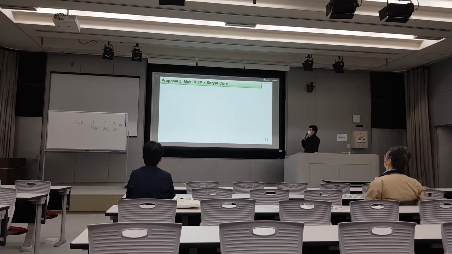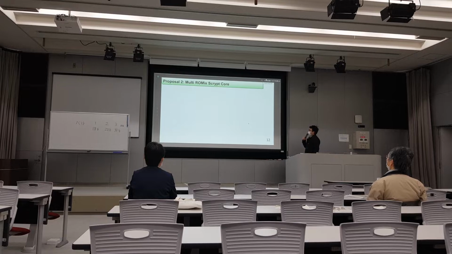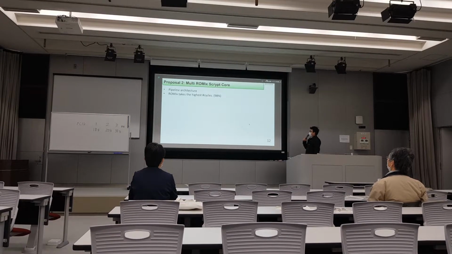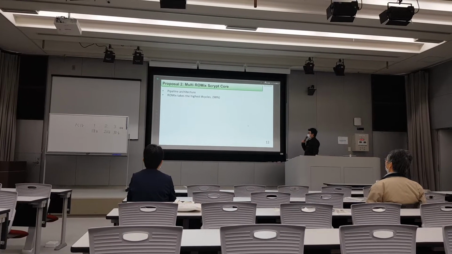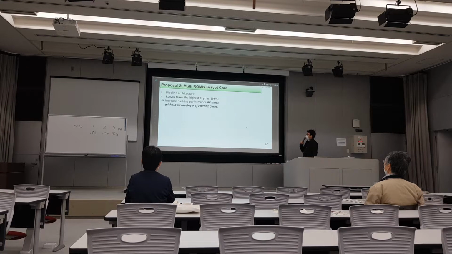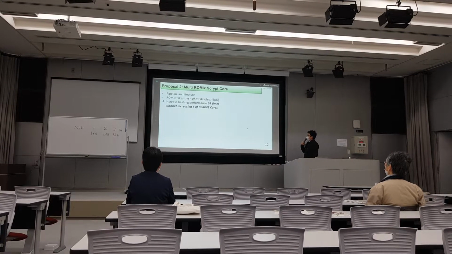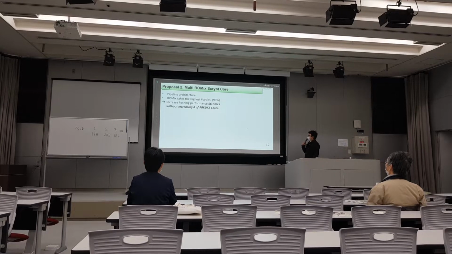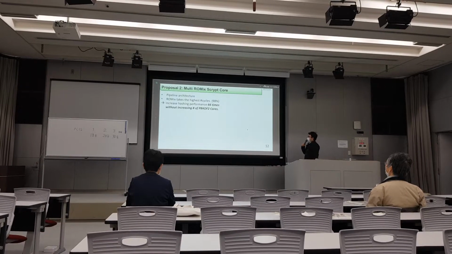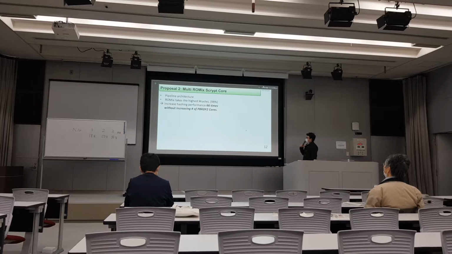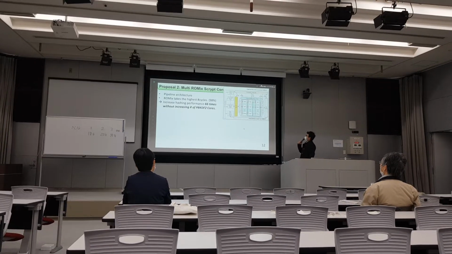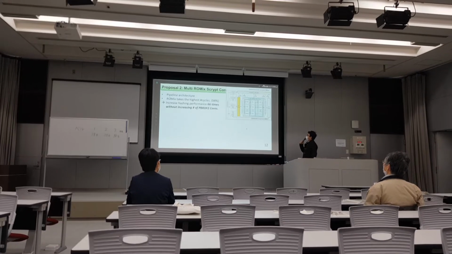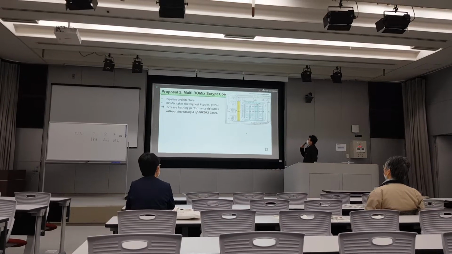The second proposal is the multi-ROMix Scrypt core. In this proposal, we use a pipeline architecture. We see that the ROMix takes the highest number of cycles, 98%. So we can increase hashing performance 66 times when applying this architecture, that is the cyclic ROMix array.